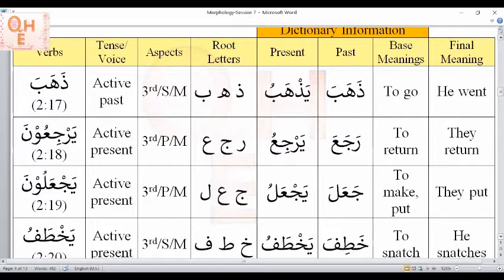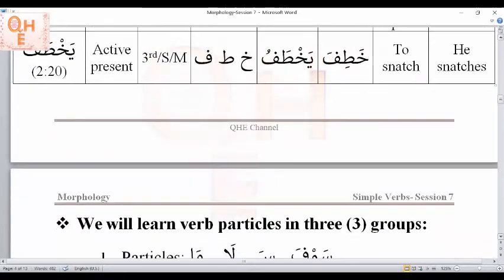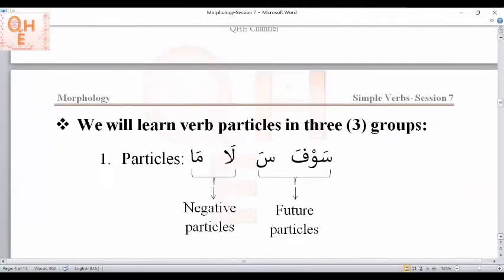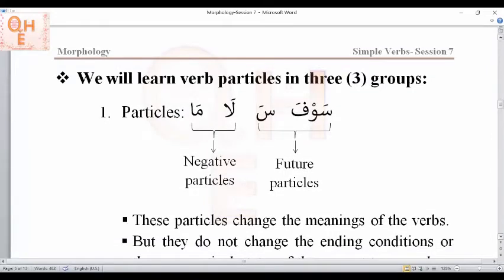So we will move on to our topic today, which is the particles. So let's go, inshallah. Bismillah. Our topic is the particles of the verbs. Inshallah, we will be learning the particles in 3 groups. In the first group, we will learn about the particles ma, la, sa, saufa.